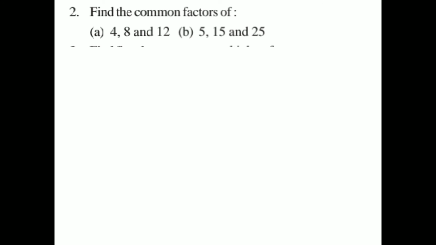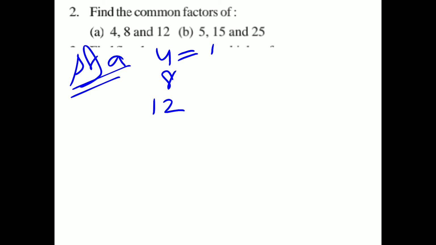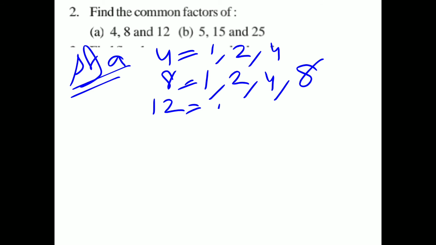Question 2 is find the common factors. Here also you have to write common factors, but in this part there are 3 numbers given. Clear? 4, 8, 12. So 4 comes in 1, 2, 4. 8 comes in 1 table, 2 table, 4 table and 8. 12 comes in 1 table, 2 table, 3 table, 4 table, 6 table and 12 table.